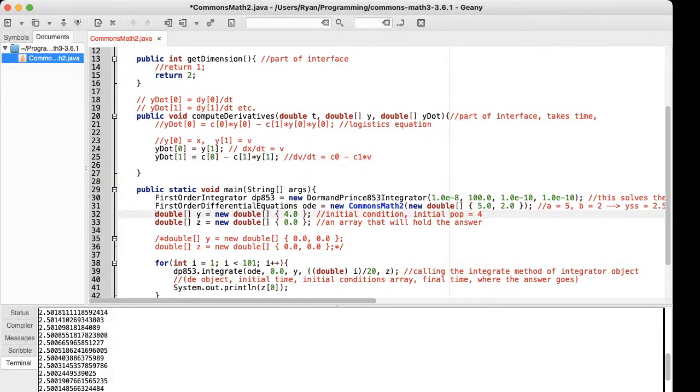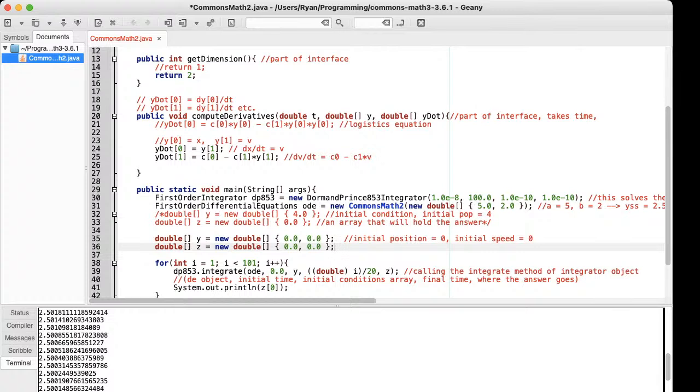But notice I have to make some changes here. This isn't going to work anymore because there is the array y. I'm solving for two functions, so I have two initial values. What this means is that the initial position is equal to 0, because y0 is x, and then the initial speed is also 0. So those are the initial conditions, and then the array that holds the answer has to also have 2 dimensions because I'm solving for 2 functions.